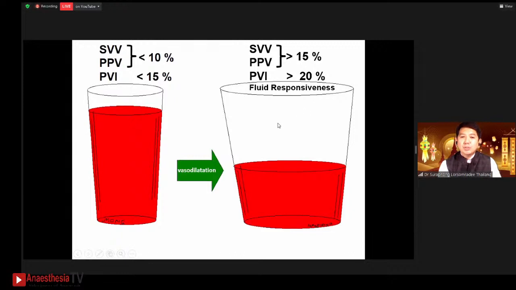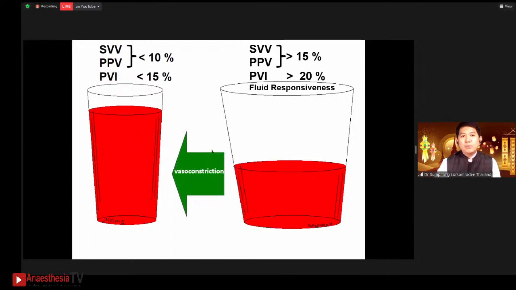In this situation, how can we solve this problem? We just give fluid, right? Yes, because it's fluid responsiveness. But actually, we may not need to give fluid all the time. We may give a vasoconstrictor, because we know the principle of this situation.